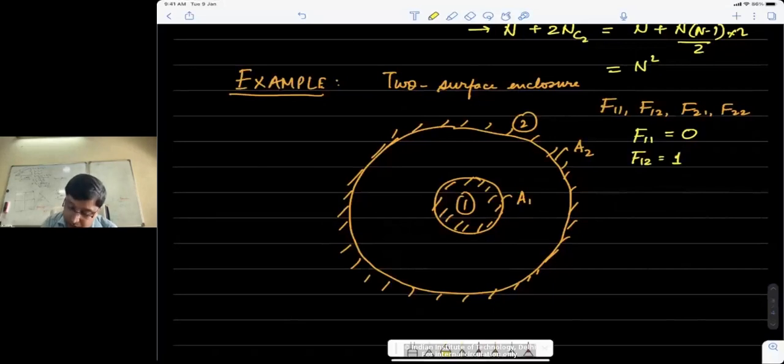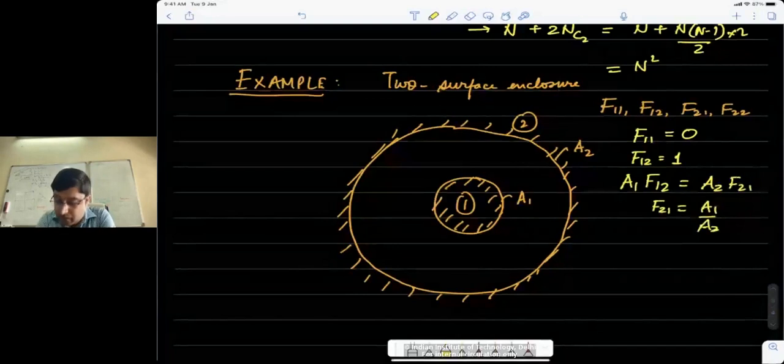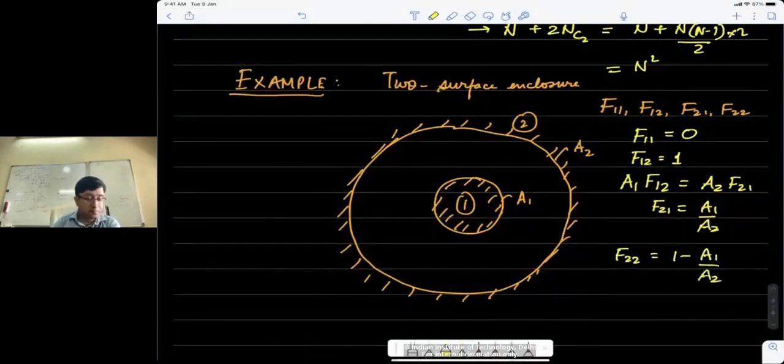If F12 is 1, I can write from the reciprocity relation A1 F12 equals A2 F21, which means F21 will be just A1 by A2, since F12 is 1. And that means F22 will be 1 minus A1 by A2.